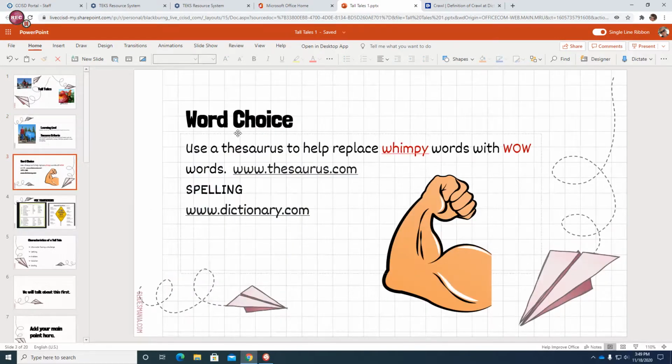Now, we looked at word choice the other day when we were revising, and we talked about using www.thesource.com, that website for great words to help us look up synonyms and improve our word choice for overused words. Today, to help us look and correct our spelling, we're going to take a look at dictionary.com.